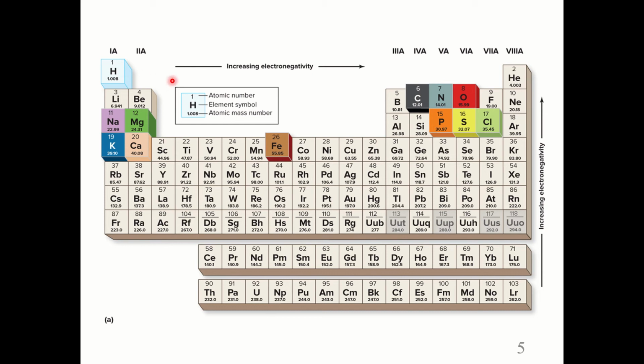For instance, hydrogen has an atomic number of 1, and the symbol is H. So hydrogen will always be depicted with that symbol of H, and you know that if it is a hydrogen atom, it will have 1 proton in its nucleus.